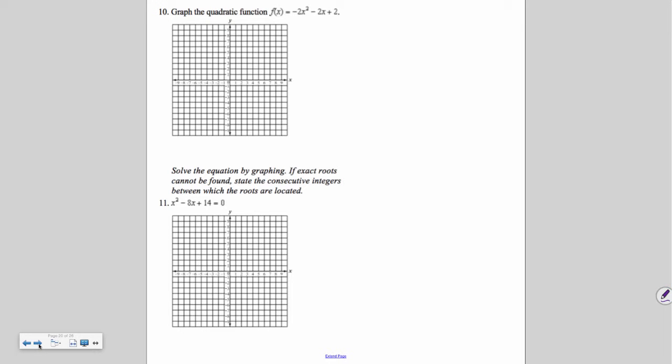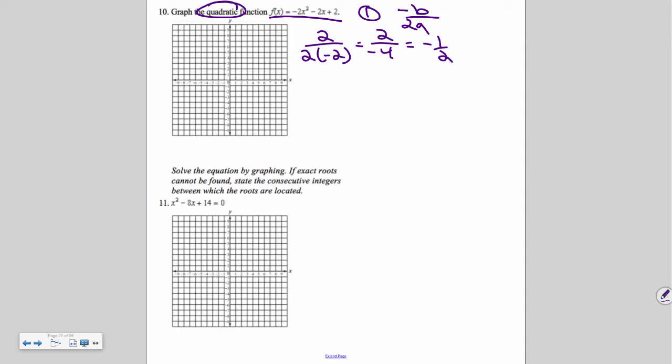For these next ones, I'll talk you through 10. 10, you're left with a quadratic. So the first step is opposite b over 2a. Opposite b over 2a, so you would be 2 over 2 times negative 2, which is 2 over negative 4, which is negative 1/2. Then you create a table with that negative 1/2. And you can choose a number above it, 0, and a number below it, negative 1.